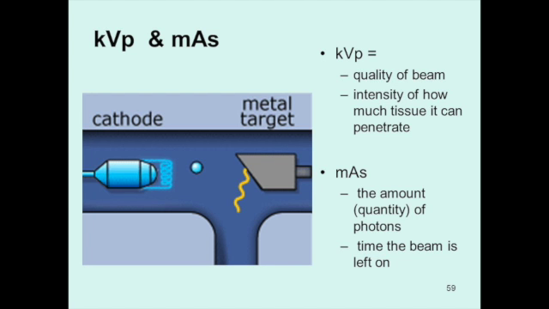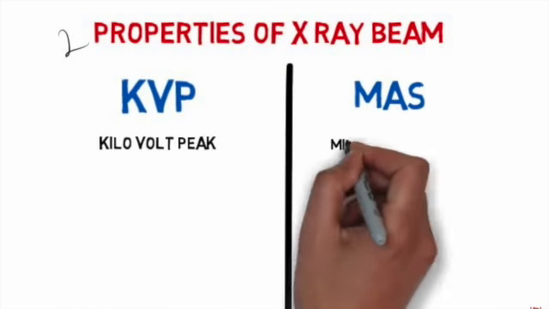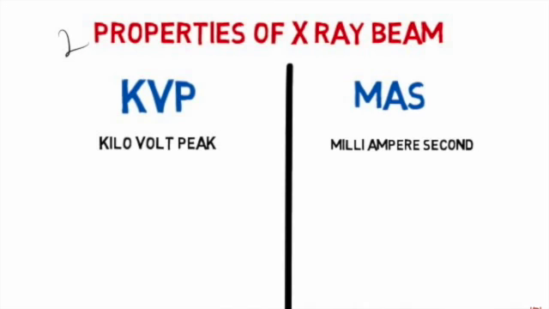Today we will be talking about KVP, MAS, and other factors in radiology. KVP and MAS. KVP stands for kilovolt peak, MAS for milliamperes per second.